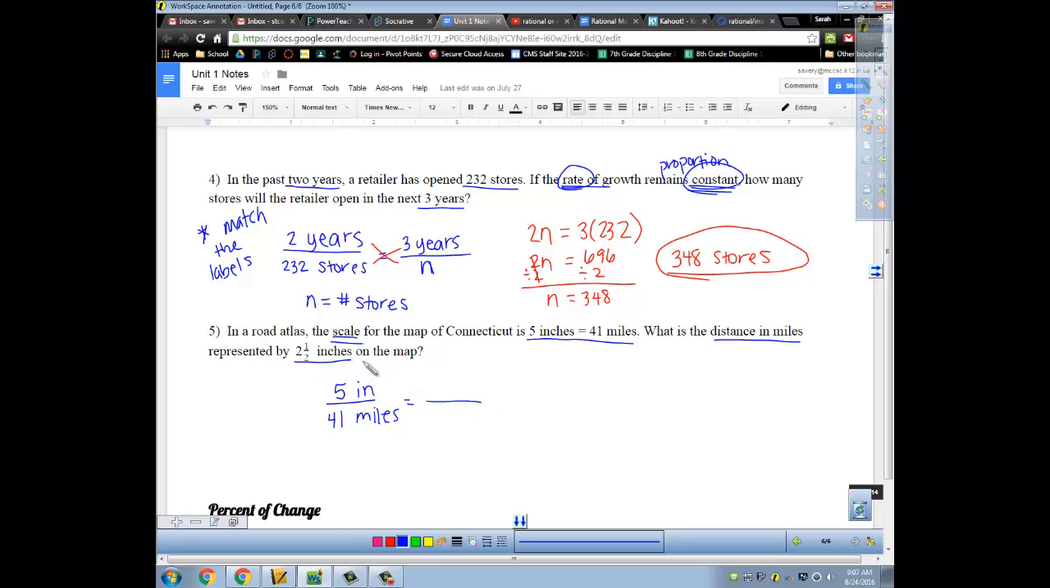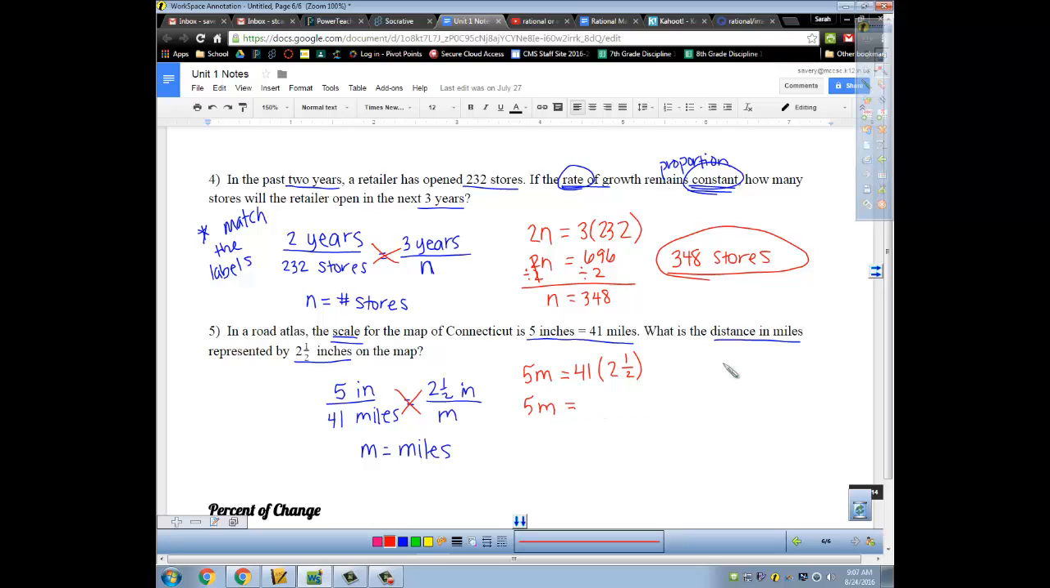And then the only other number I know is 2.5 inches. Since I had inches on top originally, I'm going to keep it on top. And then I don't know the number of miles, so I'm going to use M and then say M stands for miles. Now you could change 2.5 to a fraction or keep it as a decimal if you prefer. I'm going to keep it as a fraction, but you can change it if you want. So I'm going to cross multiply to get 5m equals 41 times 2.5.